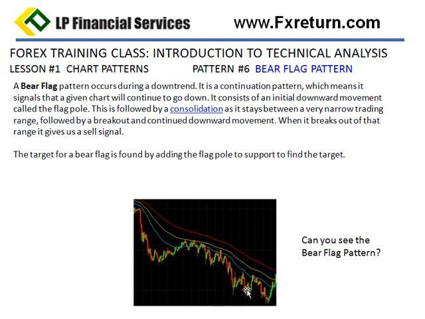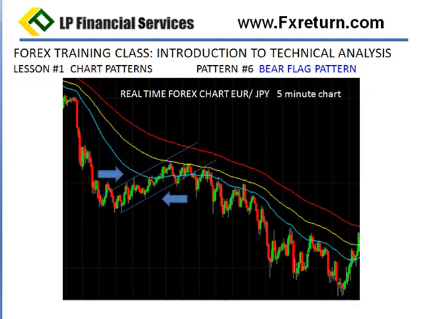Can you see the bear flag pattern? When we take a closer look at pattern number 6, the bear flag pattern, we see the market had an initial downward movement, followed by a rise in a tightly consolidated narrow range. When the market breaks out of this range, it gives us a sell signal and will continue with the trend.